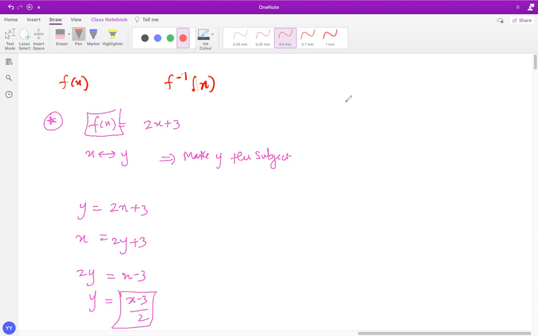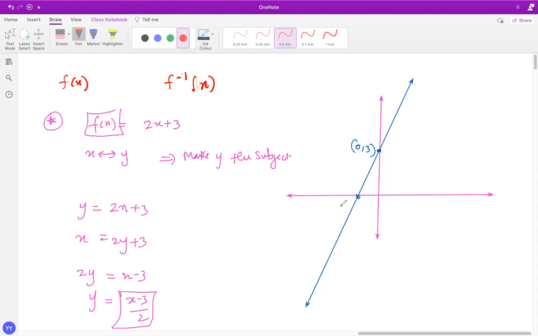Now, looking at the graphical representation of these two, if this is my y-axis and this is the x-axis, where is my original function? 2x plus 3 is going to cut like something like this. It cuts the y-axis at (0, 3), and it cuts the x-axis at (negative 3 by 2, 0).